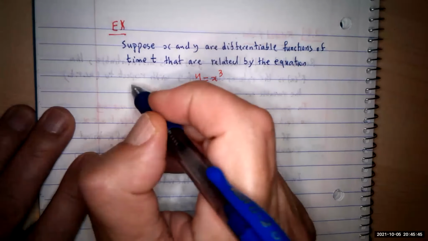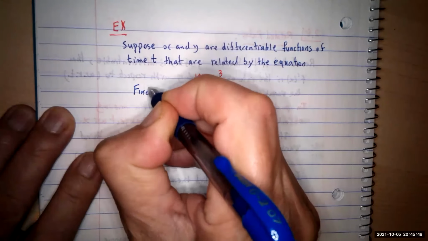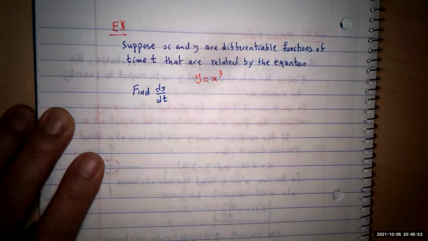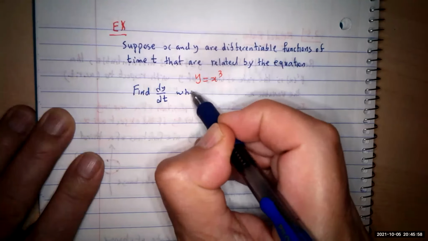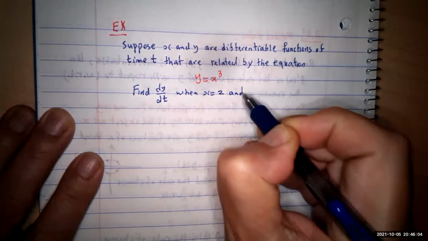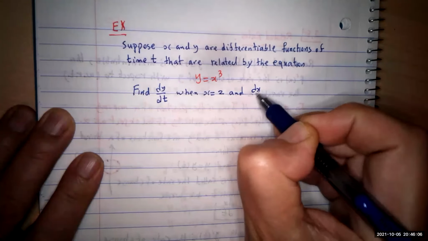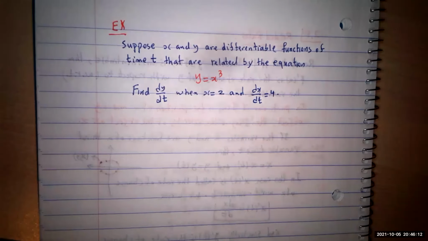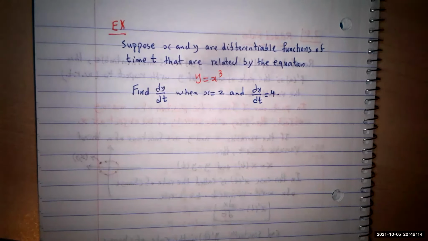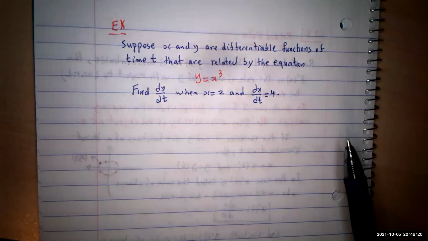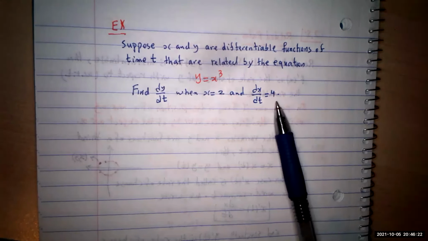So in this problem, they ask you to find dy/dt, the rate of y with respect to time, which is the velocity of y, when x is equal to 2 and the rate of x, dx/dt, is equal to 4. You know that many of the related rates. So this 4 is positive.